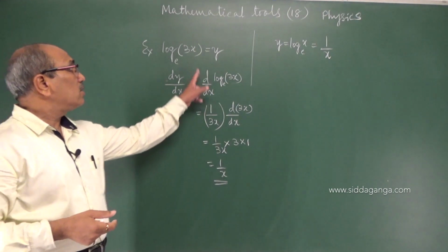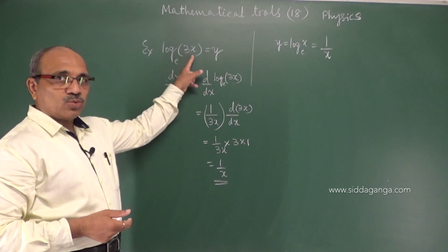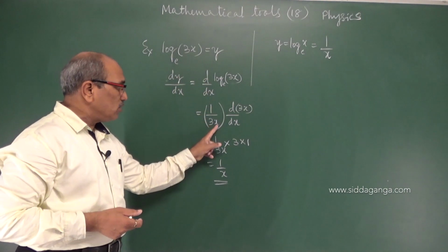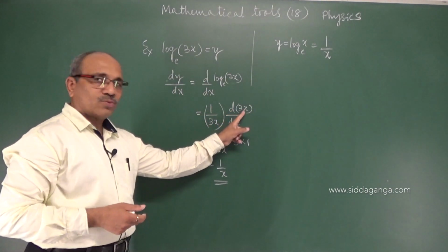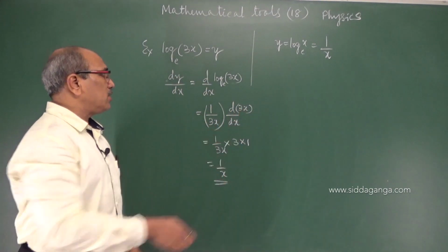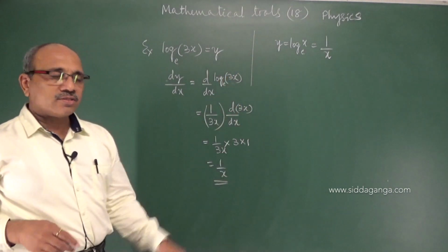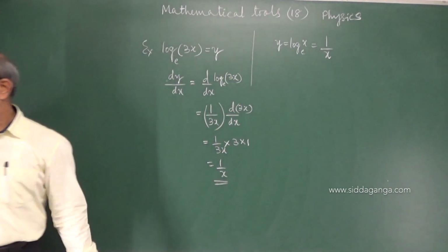I think you followed here. If you consider u, 1 by u into d by dx of u. u is 3x. If I take it as u, the answer is shown here. Let us see another problem.